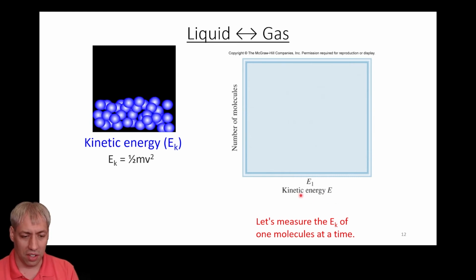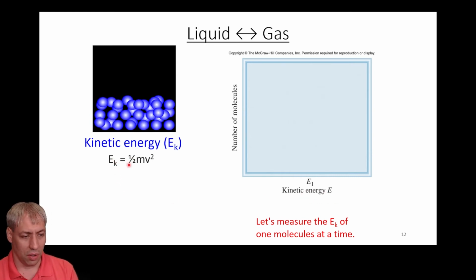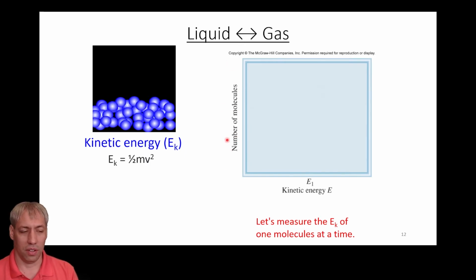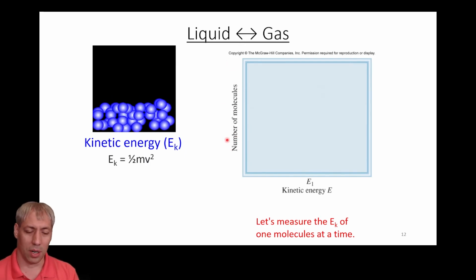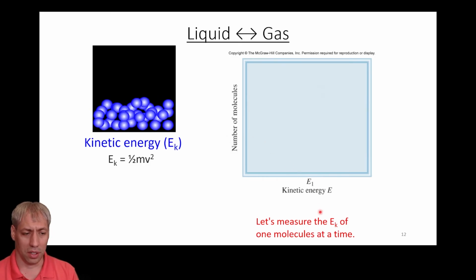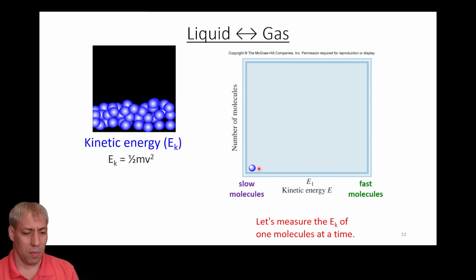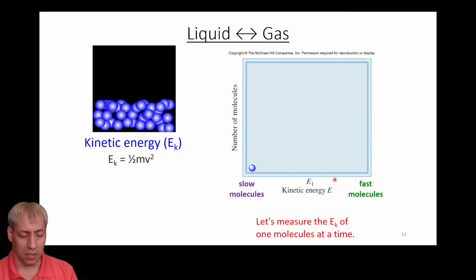And so on this axis here is kinetic energy. That's essentially 1/2 mass times velocity squared. And then over here we have number of molecules. And so we're just going to count them one at a time, and we're going to make a histogram of the speed of these molecules. And so you pick out one, and it might be going slow, right? Slow molecules are over here on this side of the x-axis, and then fast molecules are over here.